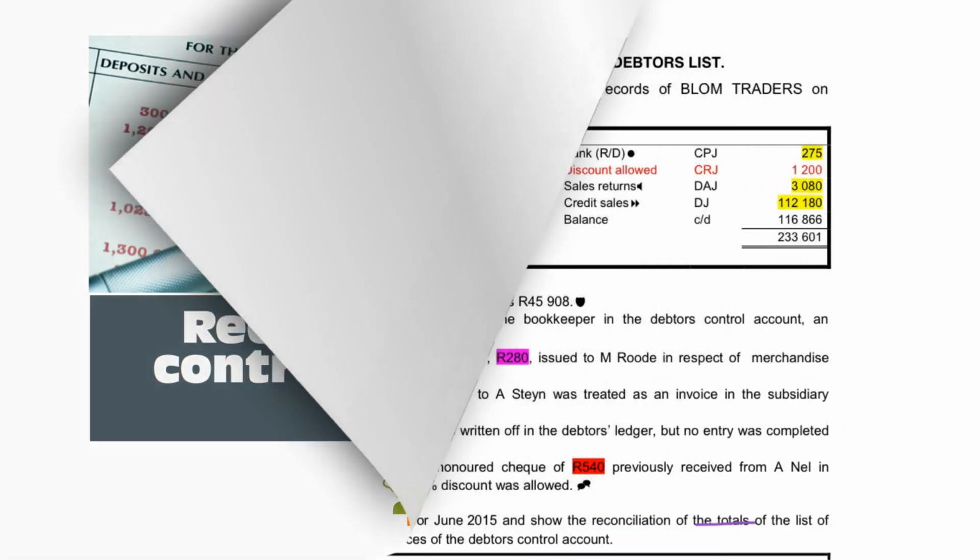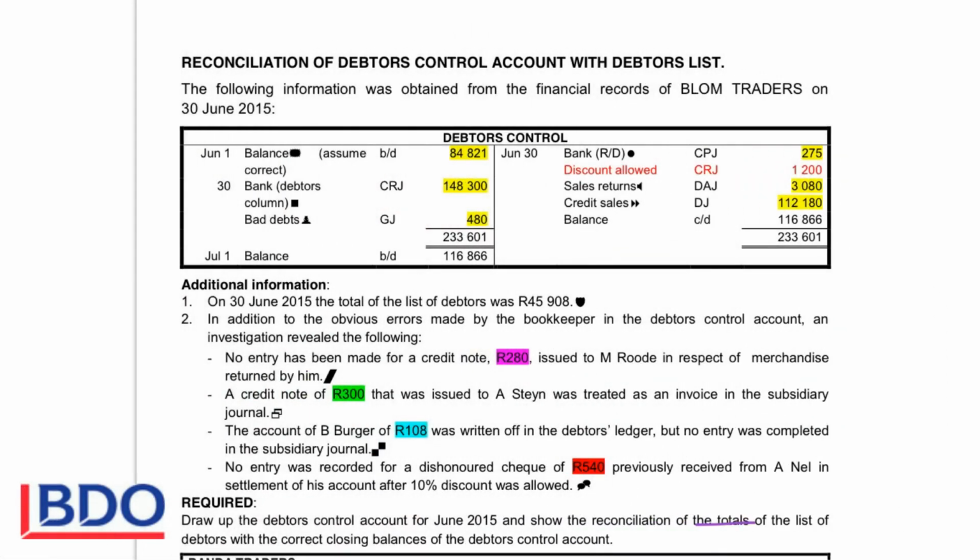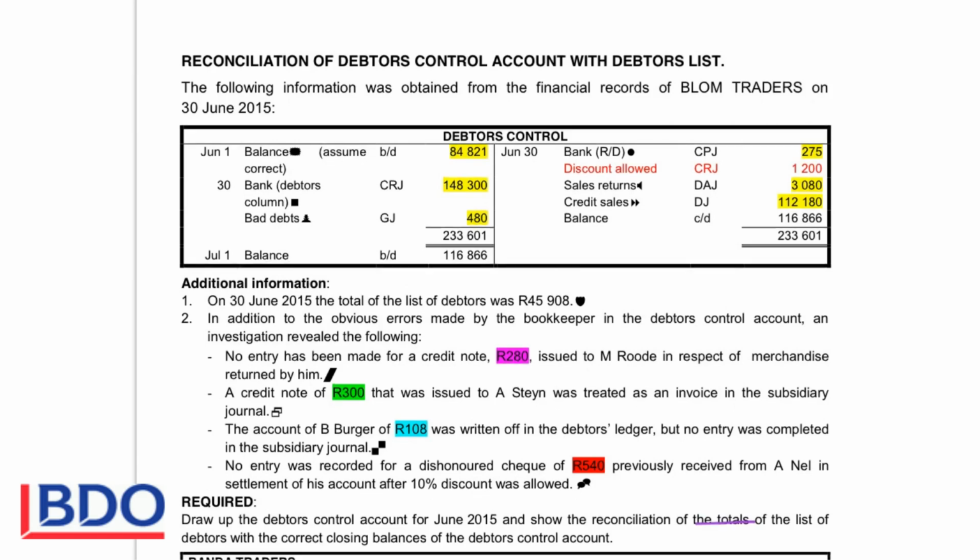Good morning. We will pay attention to the reconciliation of the debtors control with the debtors list today. First of all, we have to look at the debtors control account to determine whether the entries were completed on the correct side of the account. So take into account that the debtors control will increase on the debit side and decrease on the credit side because it is an asset. The balance is on the debit side, so that is correct.